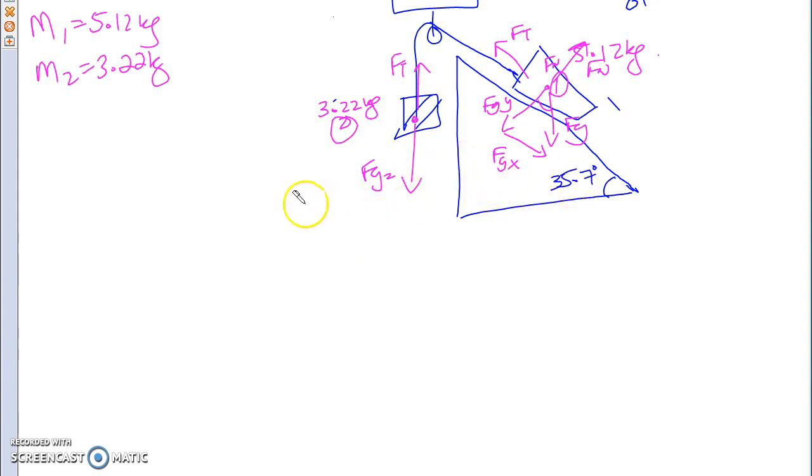Okay, so when we're solving this question, we are looking at systems of equations, and we are going to try to solve it by first looking at which of these two masses is causing my motion. So what do you think? This mass is 5.12 kilograms. This is 3.22. Which of those two masses do you think is causing the motion?